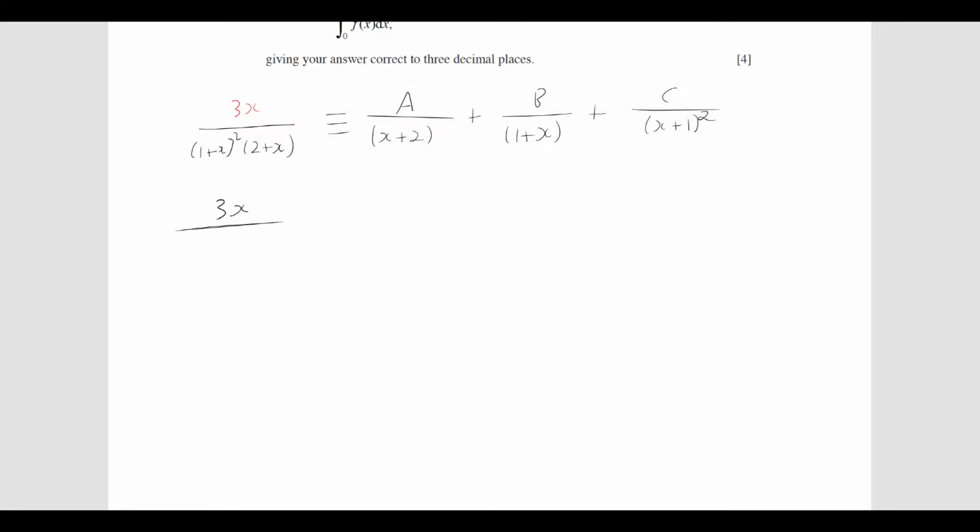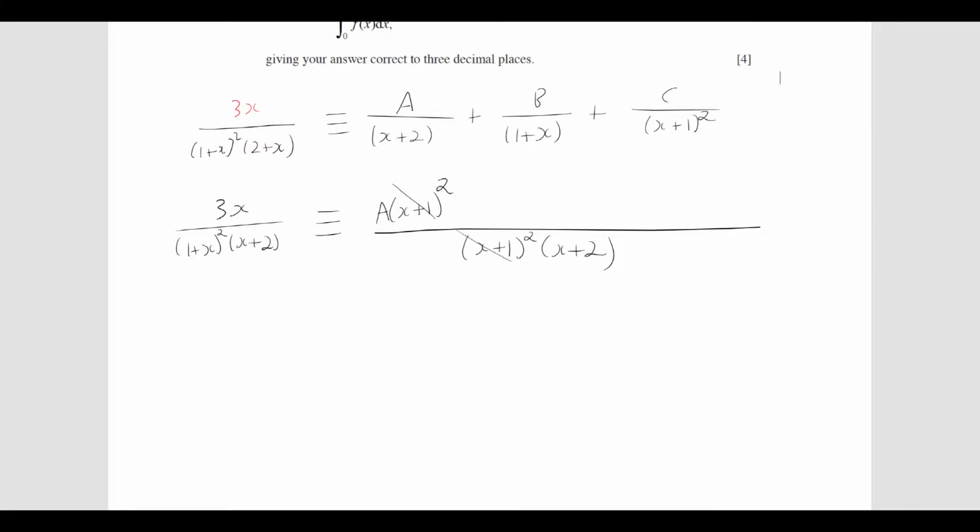So I have 3x over 1 plus x squared. This is my rational function. I just prefer to write it in terms of x plus 2 rather than 2 plus x. So common denominator. Well, the common denominator is going to be simply x plus 1 squared, x plus 2, which is identical to the denominator on the left-hand side. So the term with the a as the numerator has been multiplied numerator and denominator by x plus 1 squared, because if you imagine, x plus 1 squared would cancel the x plus 1 squared in the bottom.